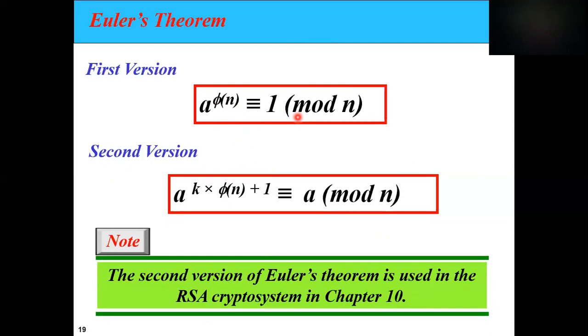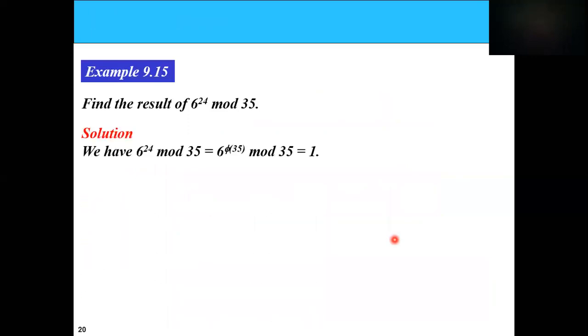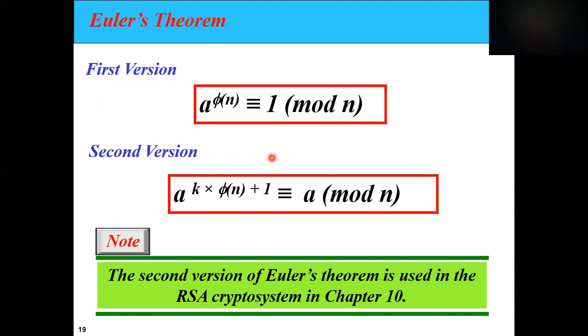And the second version is a to the power k times phi of n plus 1 is congruent to a mod n. You can say the second version of Euler's theorem is used in RSA, where we have a mod other than prime. In that case, 6 to the power 24 mod 35 is 6 to the power phi of 35 mod 35. So phi of 35 mod 35 is like this, and I have to use this.